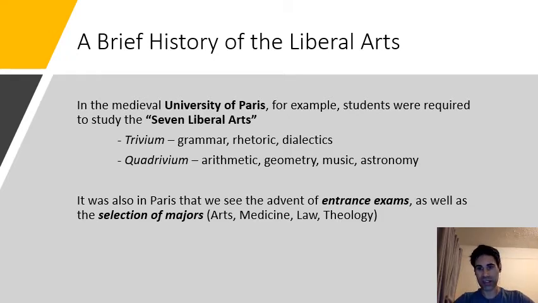Now, interestingly enough, it is not uncommon that you will hear the argument that the modern university traces its origins back to the medieval university. Why? Because it was in universities like Paris that we see the beginnings of entrance exams, like SATs, as well as the selection of majors like arts, medicine, law, and theology.